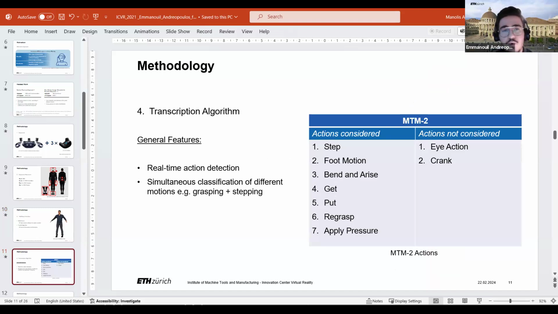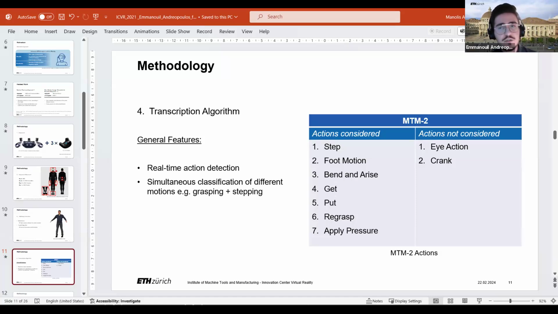Now, the main piece of work that we create in this project is the transcription algorithm. This is a real-time detection algorithm which allows simultaneous classification of different motions, such as grasping and stepping at the same time. And the MTM2 actions that are considered from our algorithm are the full body actions, step, foot motion, and bend and arise, as well as the hand actions, get, put, regrasp, and apply pressure.